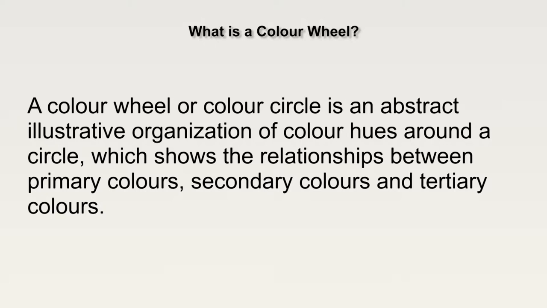What is a color wheel? A color wheel or color circle is an abstract illustrative organization of color hues around a circle which shows the relationships between primary colors, secondary colors, tertiary colors, and other colors.